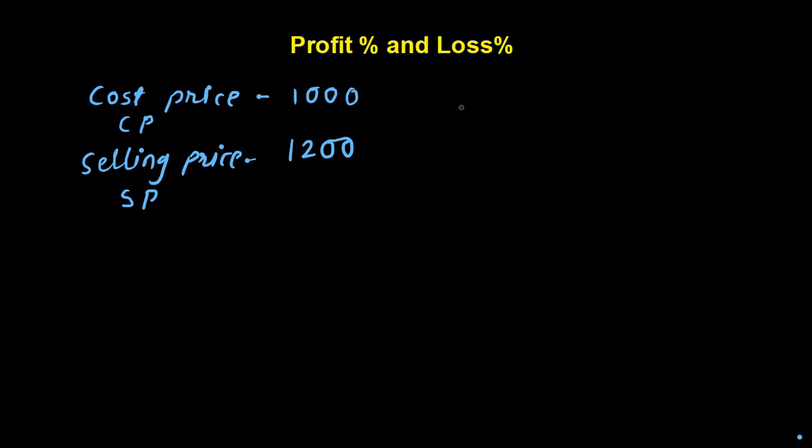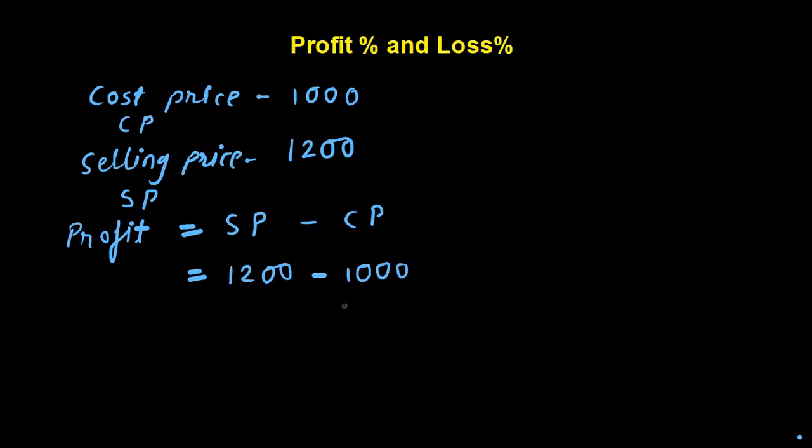Now, how much is the profit? How do we find that profit? Profit is equal to SP, selling price, minus CP, cost price. The selling price of the toy here was 1,200 and the cost price was 1,000. Now 1,200 minus 1,000, the answer is 200. So the profit for that person is 200.